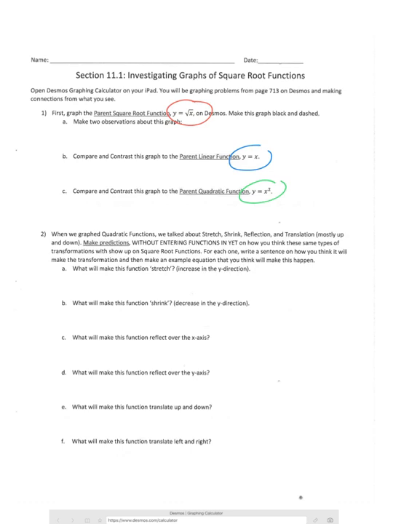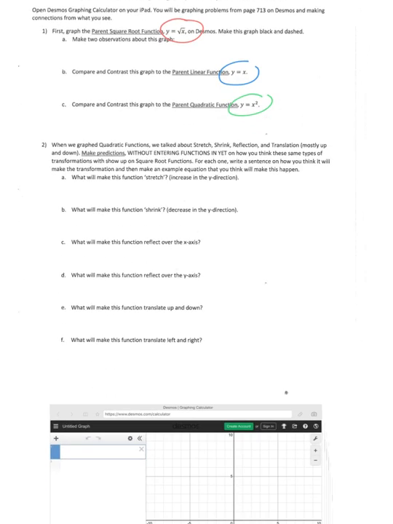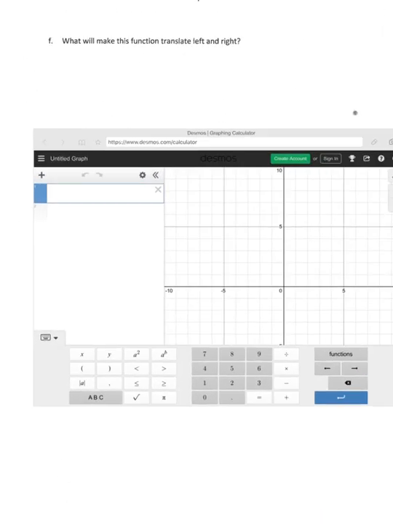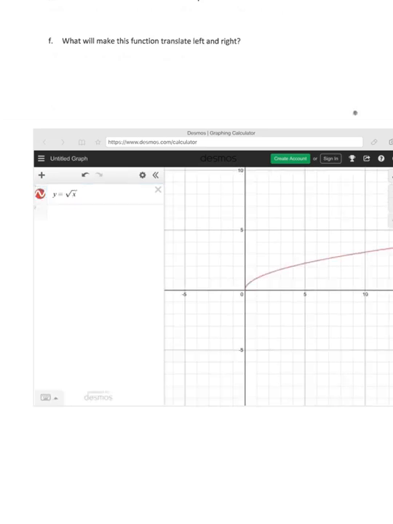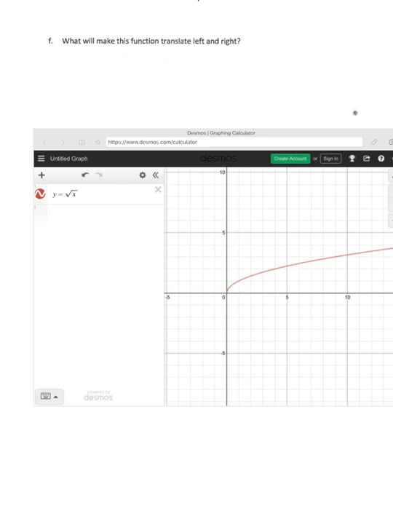Okay. So part A of that first problem says plug in y equals square root of x, and what do you get and what do you notice? So if I go down here, y equals square root of x. You notice there's the graph of the square root or radical function. It wants you to make it black and dashed. You can hit that little gear right above, a little bit to the right of where it says y equals square root of x. You hit the gear, and then I can make it black, and I can make it dashed.